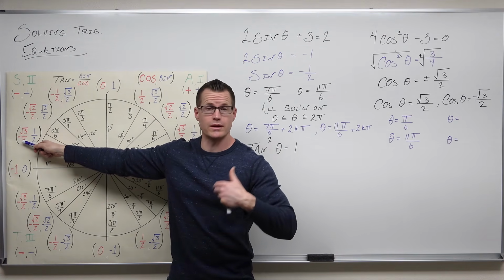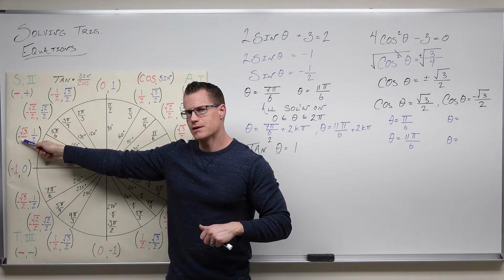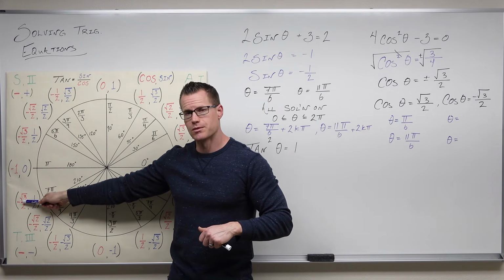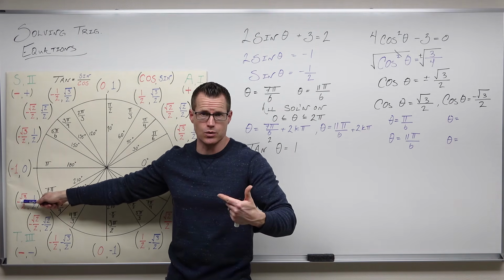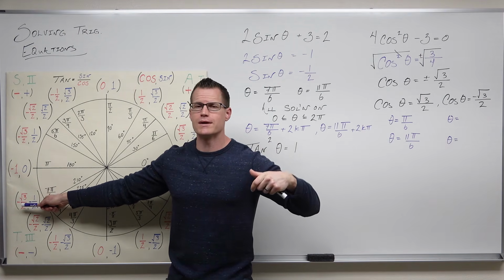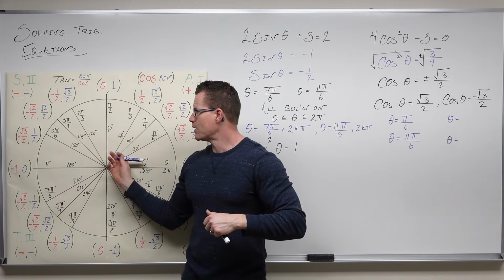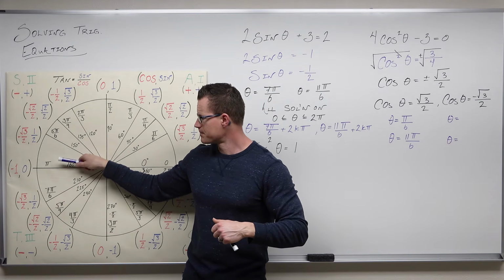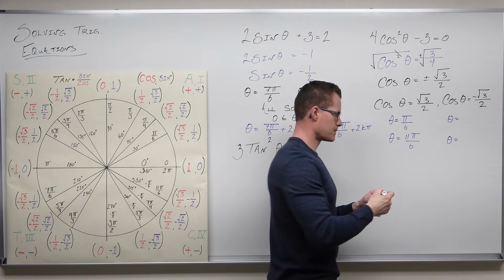Cosine theta equals x coordinate. Look just at your x here. It's negative square root 3 over 2 and negative square root 3 over 2. So what angle gives us that x coordinate? And that's what that cosine theta is asking. Cosine of what angle gives you an x-coordinate of what's listed? That would be 5 pi over 6 and 7 pi over 6.